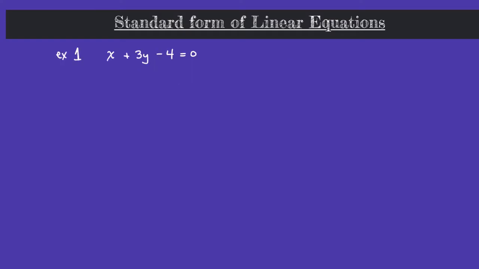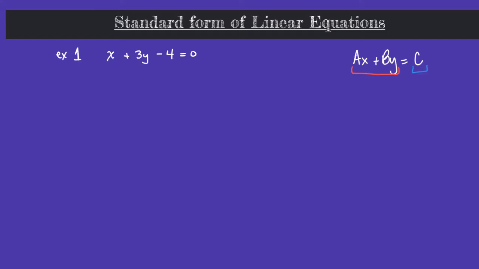Example number 1 says, x plus 3y minus 4 is equal to 0. Now our goal here is to write this equation in standard form. So our standard form, as you recall in our earlier slide, is ax plus by is equal to c. Notice that our variable terms, again, are on one side on its own, and our constant is on the other side. So that's our goal.